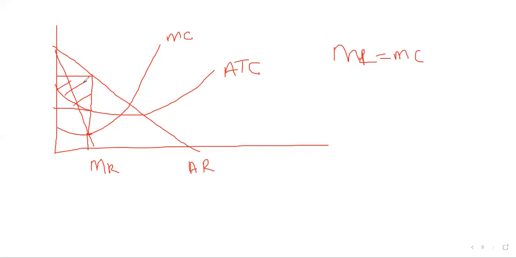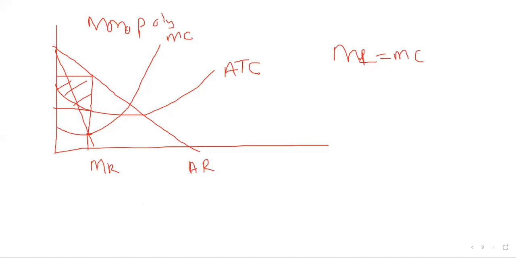We don't have the variable cost. No, just these ones: average total cost and the marginal cost also. This is for comparison. Monopoly makes abnormal profit.